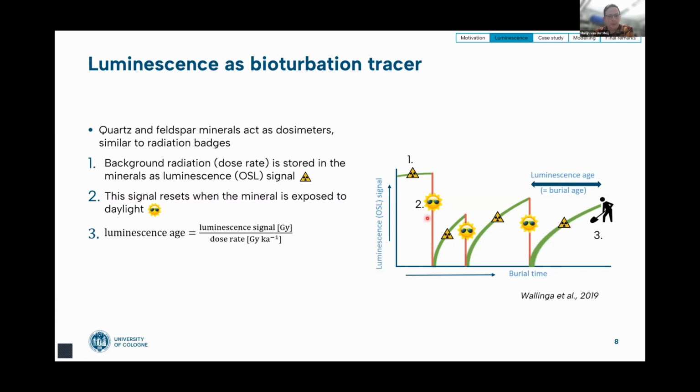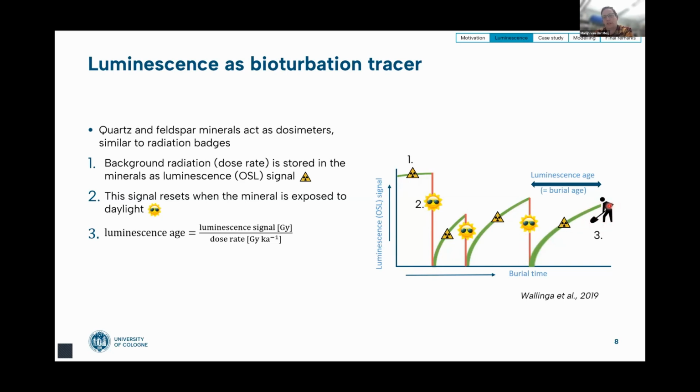So here's an example. This would be time on the x-axis and the luminescent signal on the y-axis. A certain grain has a certain amount of luminescent signal due to the background radiation, which is this nice triangle here. When it gets exposed to the surface, for example, due to erosion or deposition or transport, the signal gets reset. And the sediments get buried again, the signal builds up, might get reset due to new exposure, builds up again, might get reset and builds up again.